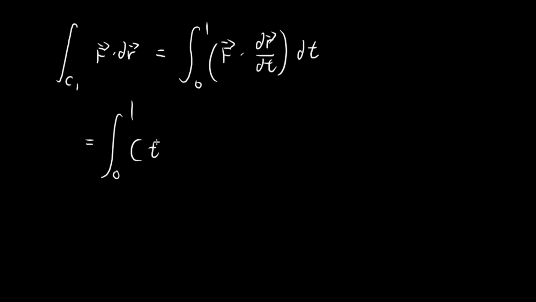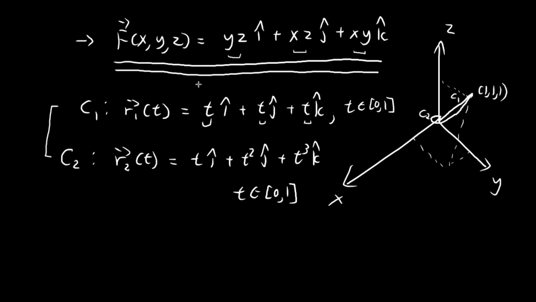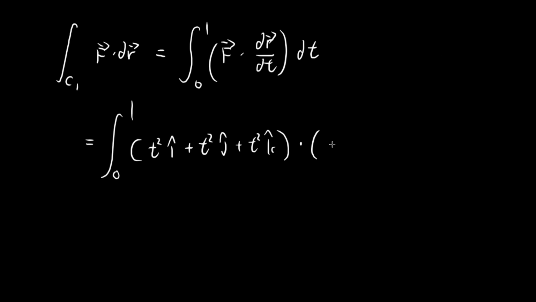So your vector field is just going to be t squared i plus t squared j plus t squared k. And then we need to dot this with dr/dt, so we just differentiate this with respect to t. So this just becomes 1, 1, and 1. So dr/dt is just i plus j plus k. So we have i plus j plus k, and then dt.